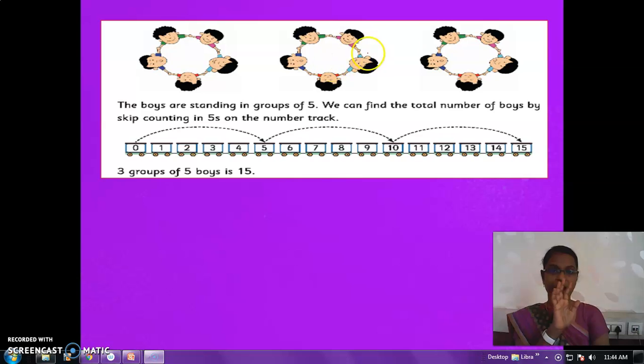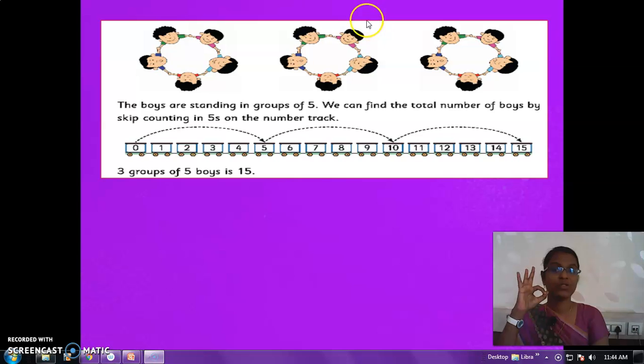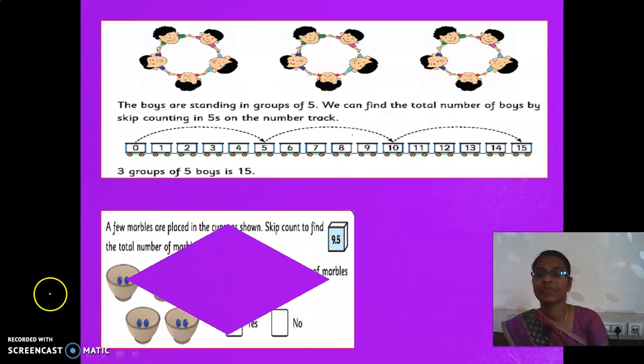5, 5, 5. So 5, skip counting. The next one is again 5, then again 5, and I have to find the total. How many groups were there? 3 groups are there, and in each group 5 persons are there. The total is 15. So I am repeatedly adding 5, 3 times. Now see the other example.